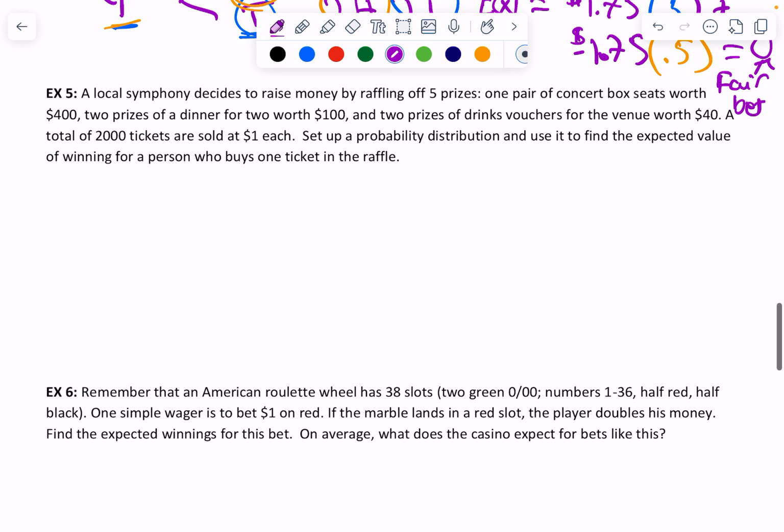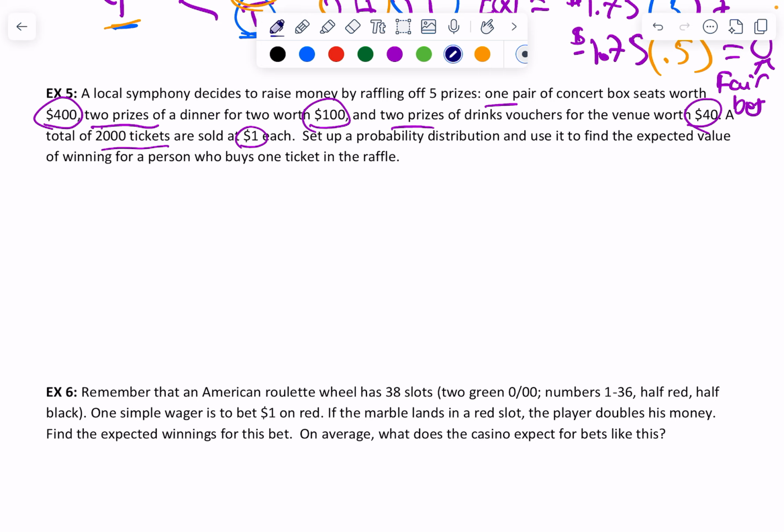A local symphony decides to raise money by raffling off 5 prizes. One pair of concert box seats worth $400, two prizes of a dinner for two worth $100, and two prizes of drink vouchers for the venue worth $40. A total of 2,000 tickets are sold at $1 each. Set up a probability distribution and use it to find the expected value of winning for a person who buys one ticket in the raffle.